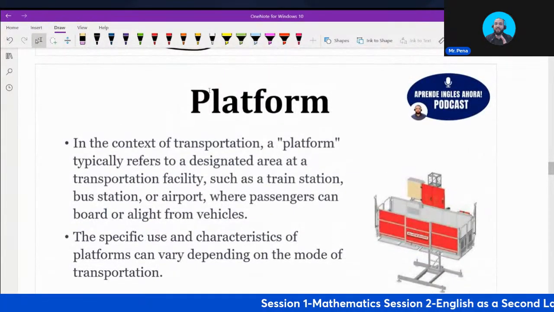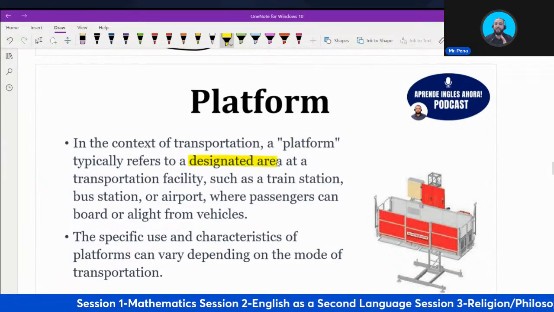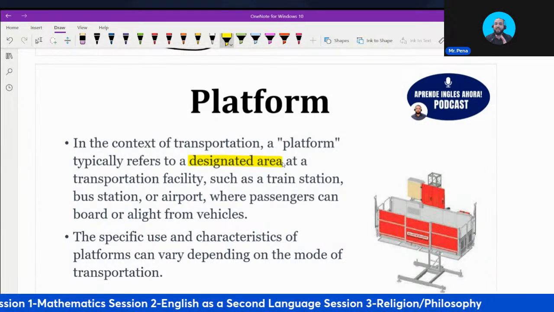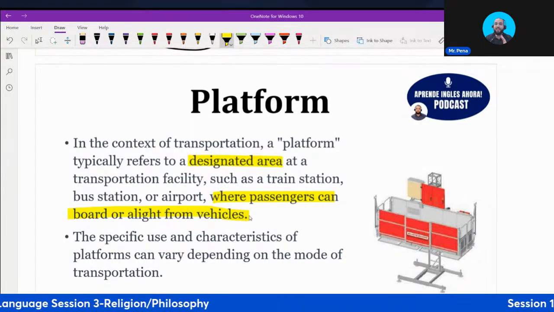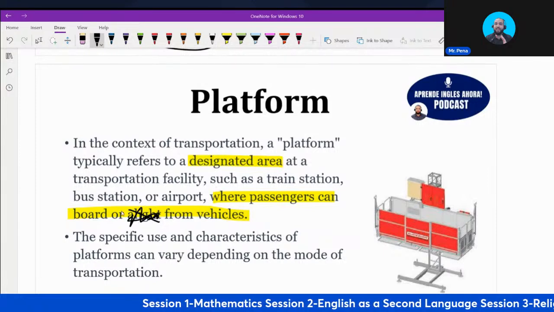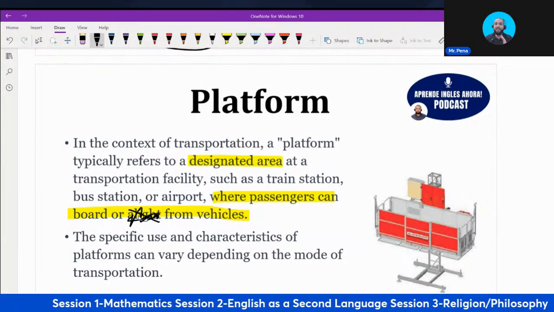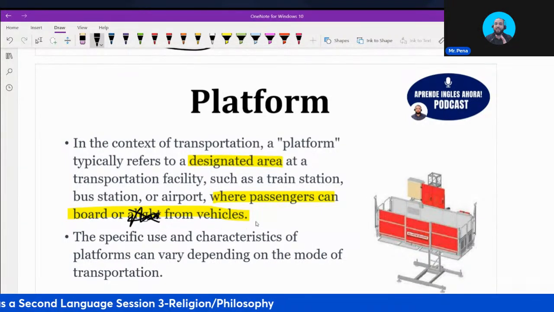Here we have a platform. It refers to a designated area where passengers can board or depart from vehicles. The word there should have been depart.